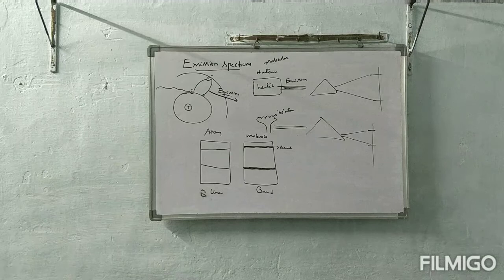Both are the same, formed by emission of energy only, but the thing is, in line spectrum it appears as one line, while in band spectrum a group of lines appears as a band. Okay, that is the thing. This is complete information about emission spectrum.